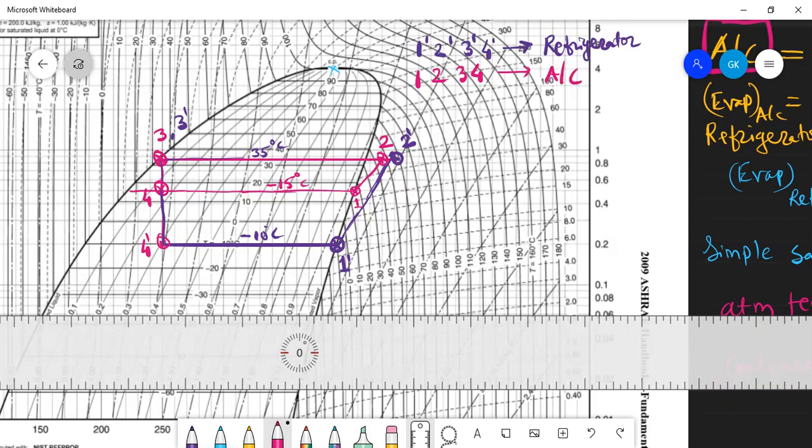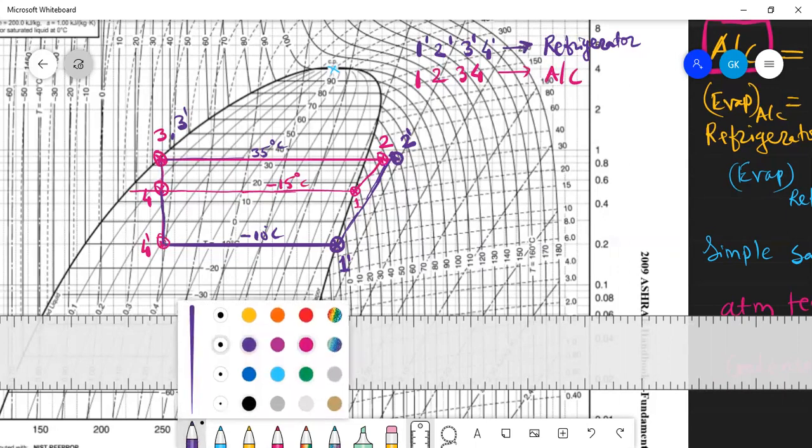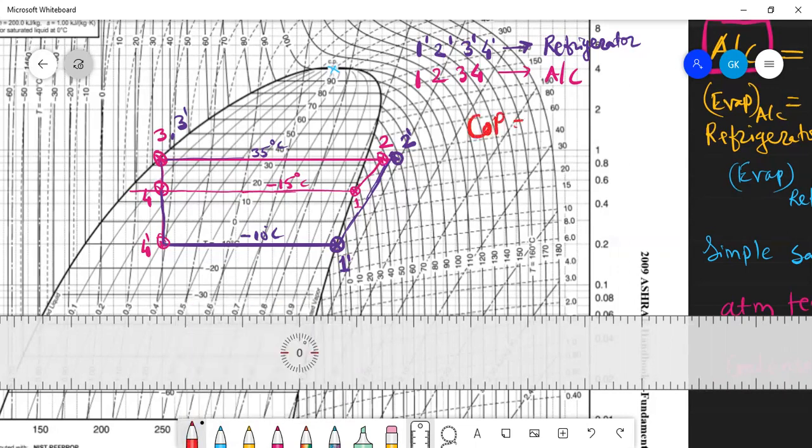Now we know the formula of COP. What is the formula of COP? COP is refrigerating effect divided by compressor work. So it means COP depends on the refrigerating effect and compression work. Now we will see the refrigerating effect. First define the refrigerating effect: it is the difference between the enthalpies at the inlet and outlet of the evaporator.